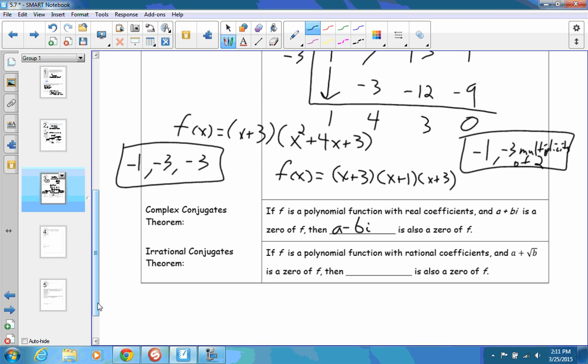Irrational conjugates theorem. If f is a polynomial function and it has rational coefficients, take a stab at this. If a plus the square root of b is a zero, what do you also think is a zero? A minus root b. That's a square root sign. That one's kind of obvious, I guess. Is that confusing anybody? If you see it in action, it might help.